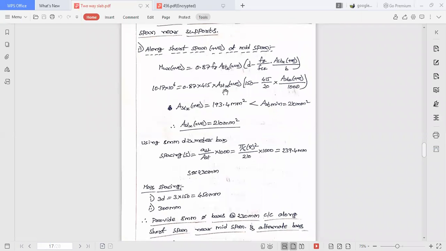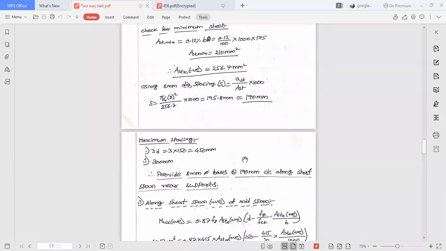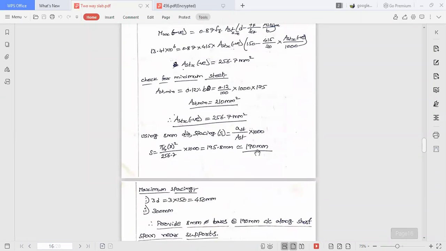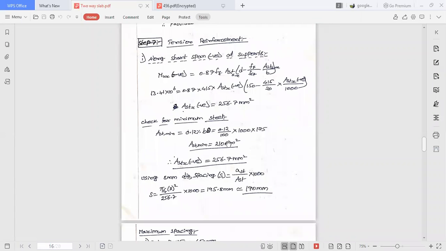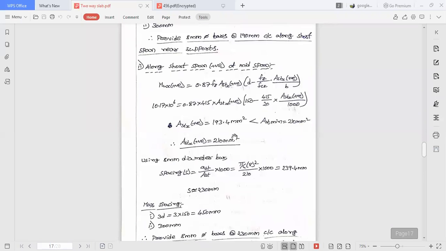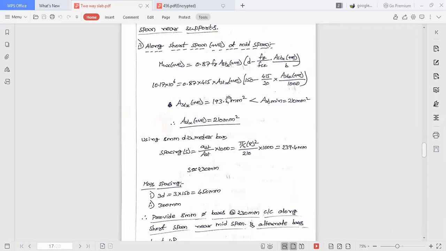Now see here, this 193 is based on the design. But what is the code saying? As per code, minimum steel should be 210. It should not be less than 210. As it is less than 210, we have to provide a minimum steel of 210. But check the first case, where minimum is 210 and we got more than 210, right? That's why we considered that one. But in the second case, it is less than 210, hence it is taken as 210 mm square.